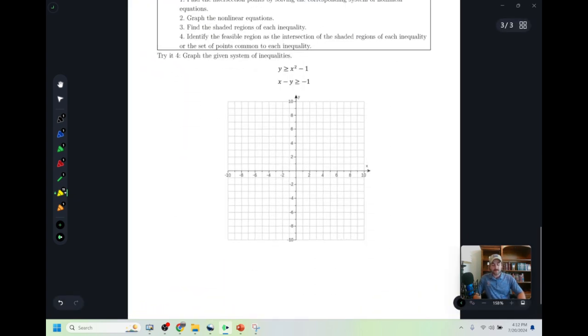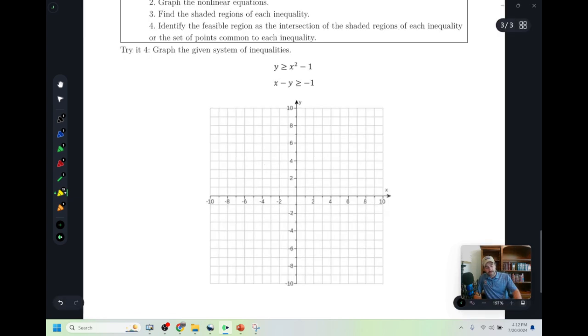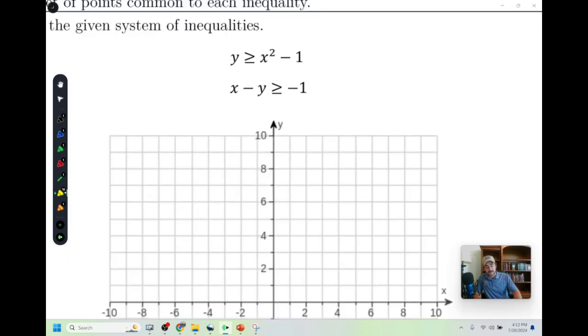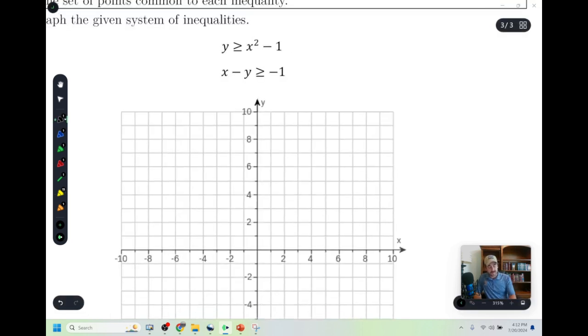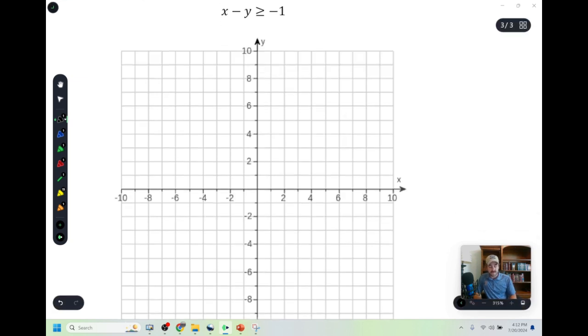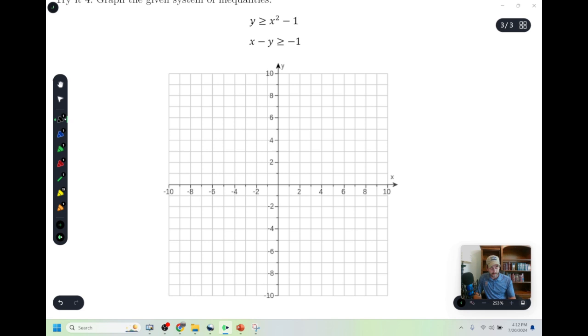All right, let's do one more problem because it's very similar, but it is using inequalities instead of intersections. And so what we're going to do here is graph a system of inequalities and look at where we can shade sections of it. So all we're going to do for this is graph the functions like they were normal functions. So here we've got y is greater than or equal to x squared minus 1. That looks like the normal parabola, but shifted down 1.